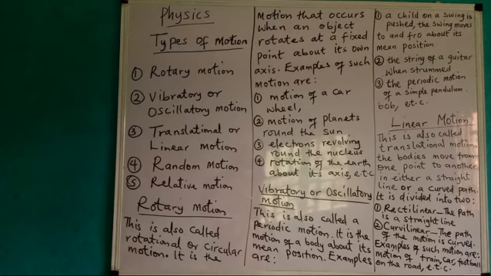Meaning, it is not definite. This kind of motion does not have a definite movement, so we cannot really explain the movement of this type of motion. An example of such motion is the movement of smoke in air. The movement of smoke in air is a clear example of random motion.